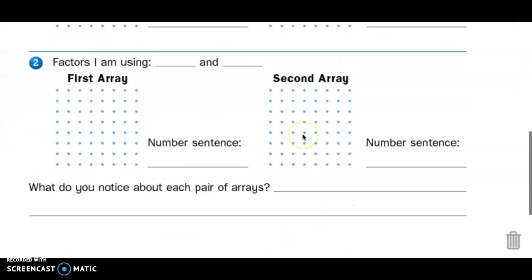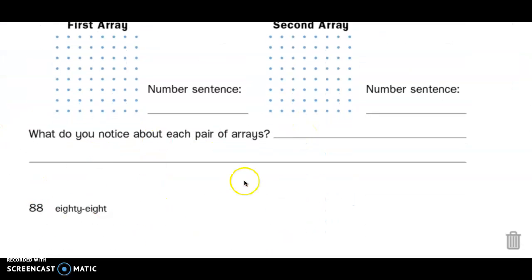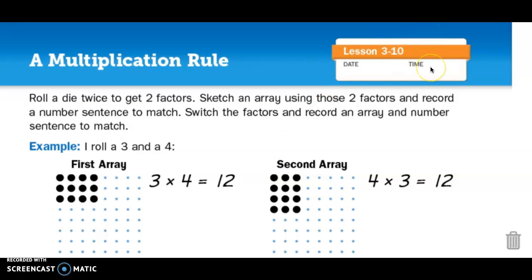All right, people, I am on journal page 88. You should be there with me, lesson 3-10. It says a multiplication rule. Roll a die twice to get two factors. So a die is actually a dice. Roll a dice twice to get two factors.